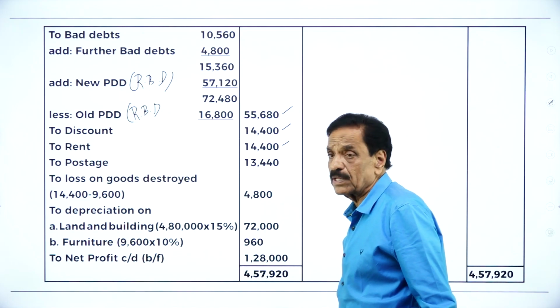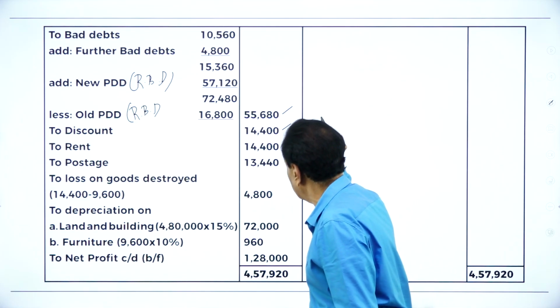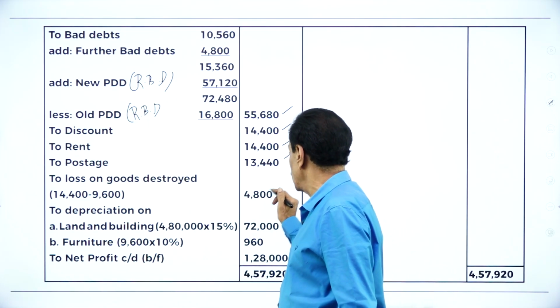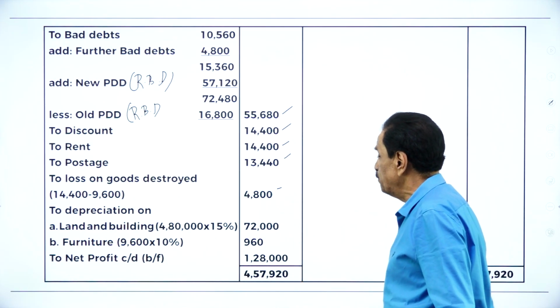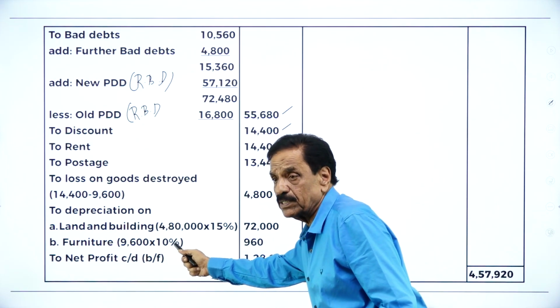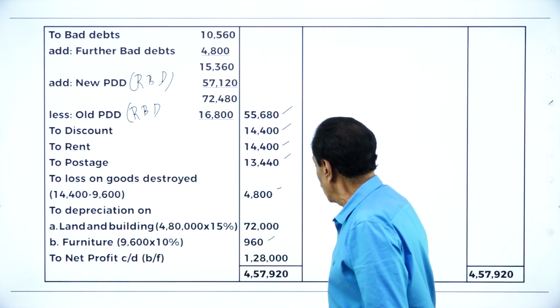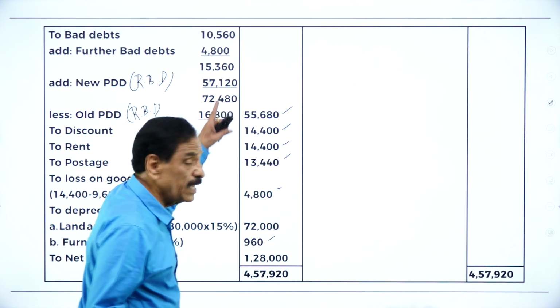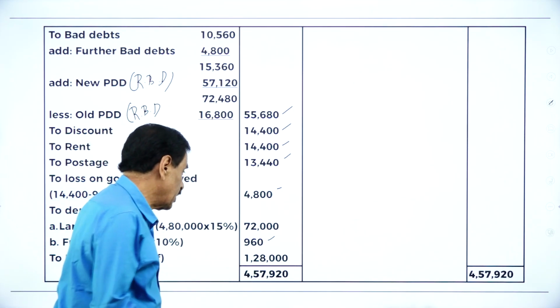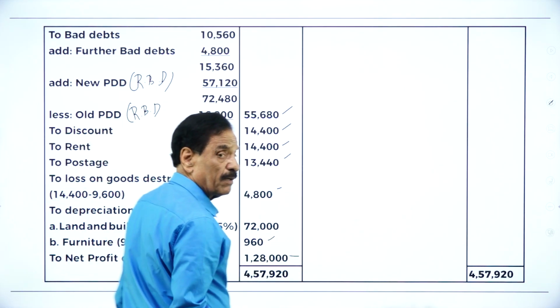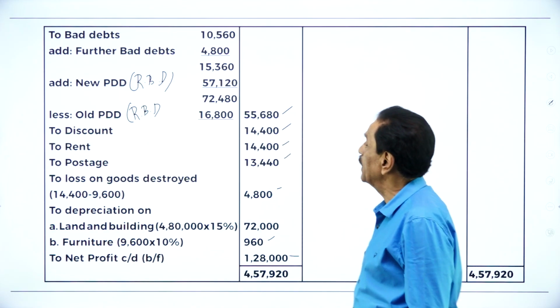Rent paid 14,400. Postage 13,014. Loss on stock destroyed 4,800. Depreciation on building 15% of 4,80,000, 72,000. On furniture 916. From the credit side, if we take all these expenditure, it will come 1,28,000 net profit of the year. Then go to balance sheet.